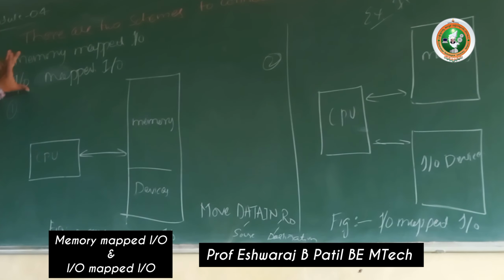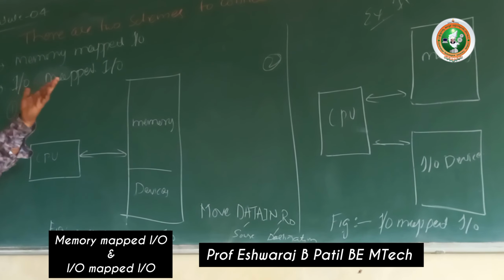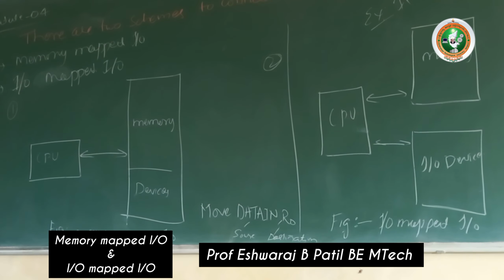Just this much, okay, just to write. There are two schemes available in order to communicate with the IO devices and the processor. One is called the memory mapped IO, another one is the IO mapped IO. Okay, just to copy, first memory mapped IO, draw the diagram.